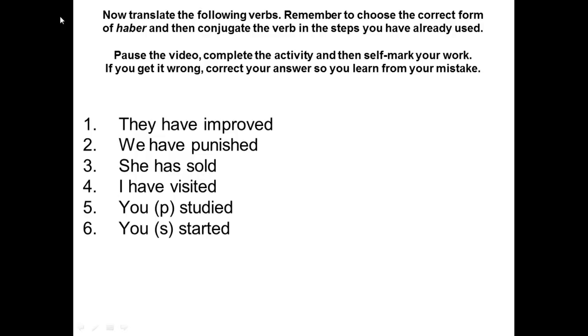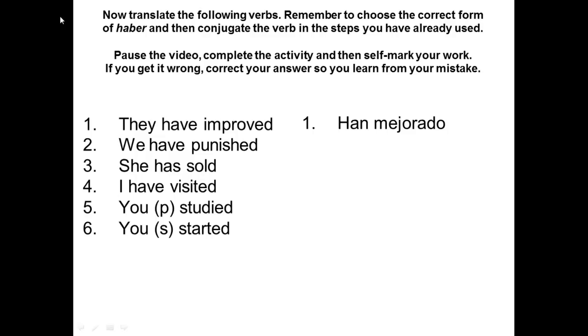Por ejemplo, número 1. They have improved. Han mejorado. This is because if you look up improve, it will give you the verb to improve, which is mejorar. And then as you can see, we've followed those processes to create they have improved. Pause the video and complete the activity and then self-mark your work. And remember, if you get it wrong, correct your answer so you learn from your mistake.